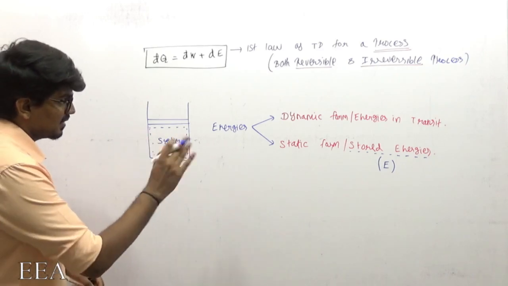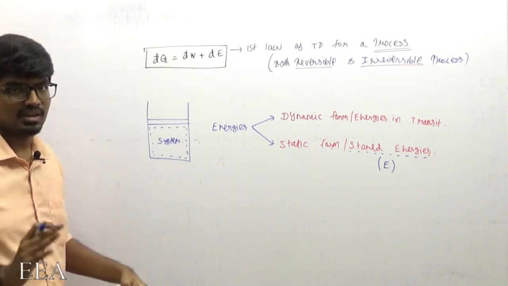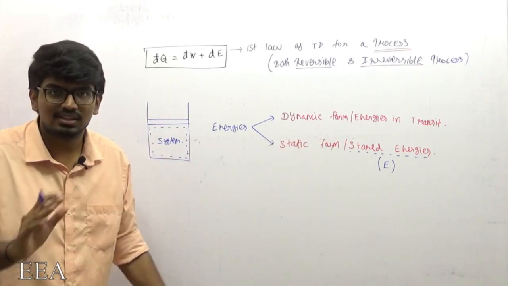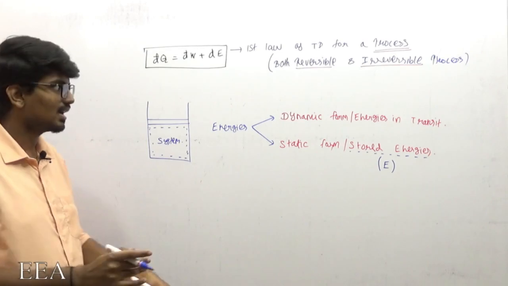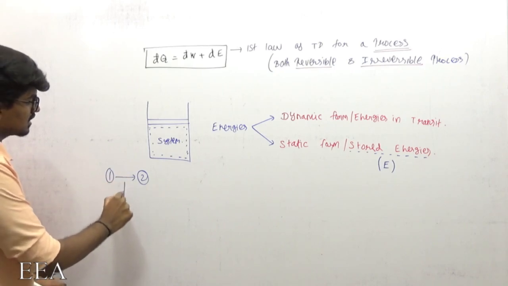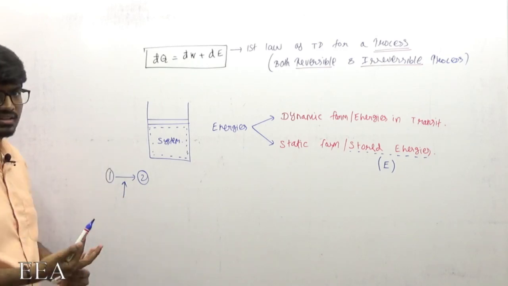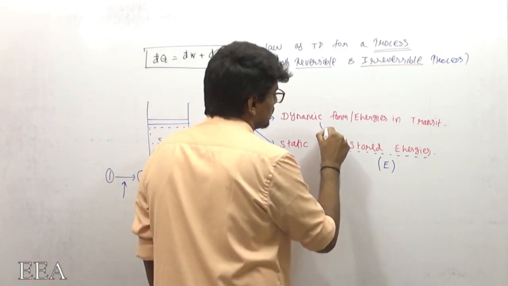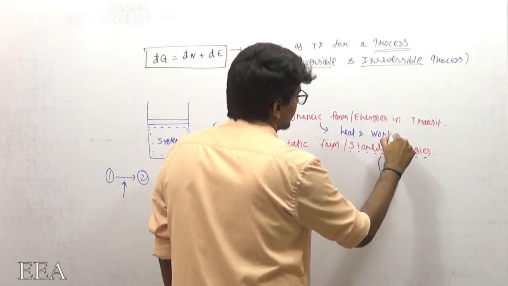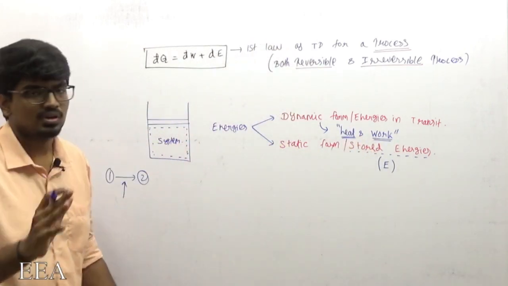So what does this dynamic form, energies in transit, mean? It means that when some process is happening, only at that time will this energy have meaning. Other than that, that energy won't have meaning. If some process is happening, the state changes from 1 to 2. During this process, some amount of energy interaction will happen, and that is the dynamic form, or energies in transit. We talked about this earlier also. They are nothing but heat and work. So heat transfer and work transfer have meaning only when a process is happening.